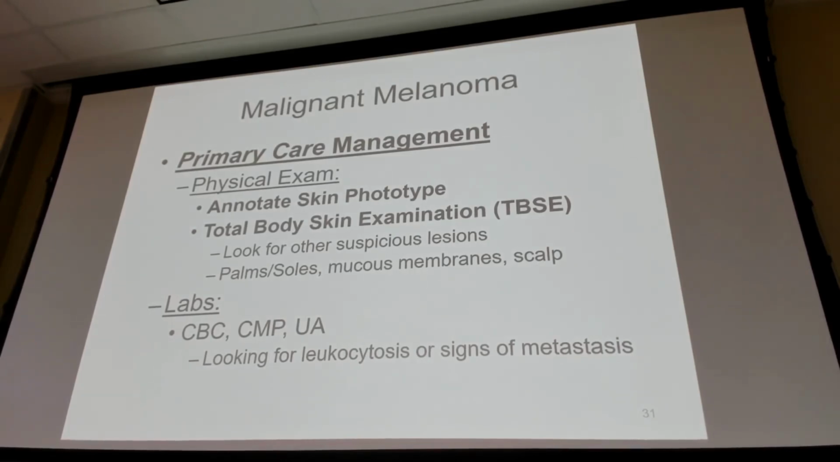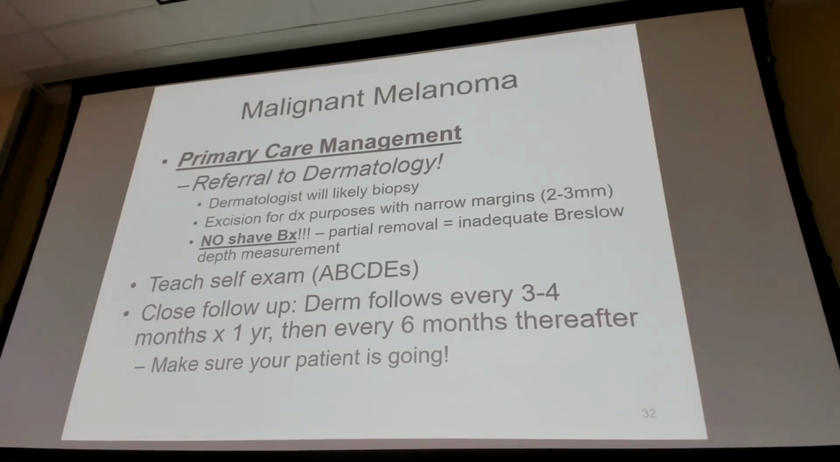Lab-wise, those are the 3 common labs that we're looking for leukocytosis, if we're looking for metastasis, right? So CBC, CMP, UA, those are labs that we will be doing if we're trying to rule in or out malignant melanoma. The other thing we're doing is we're going to send them to the specialist, right? We're not going to be the one to do that excision. We're definitely not going to be doing any shave biopsy, because if it is believed to be melanoma, you've got to cut everything out and not just punch at it.